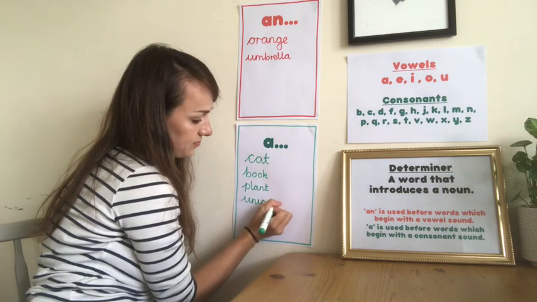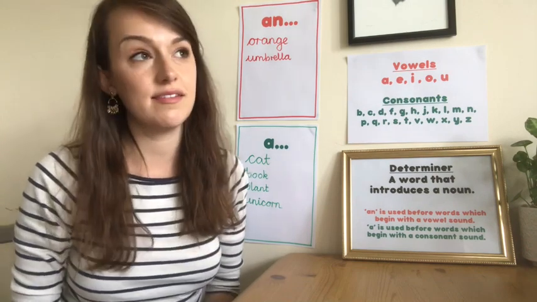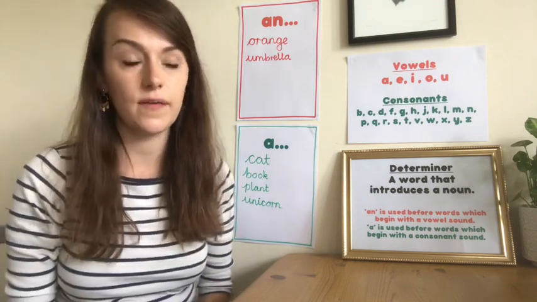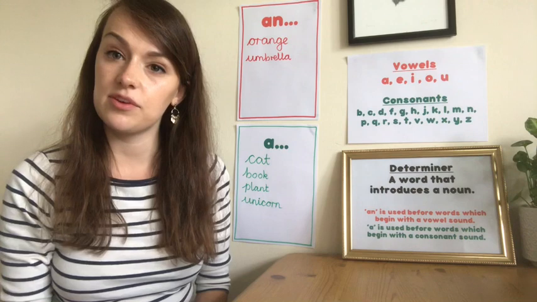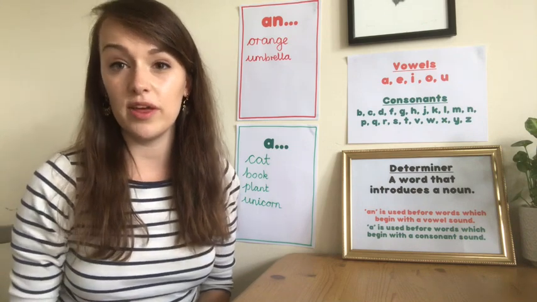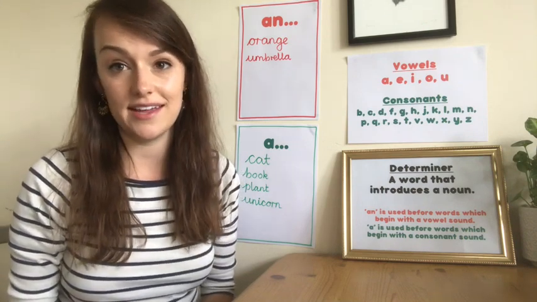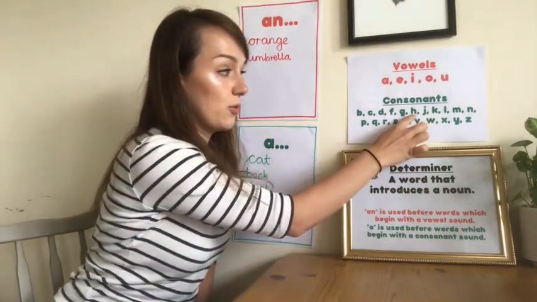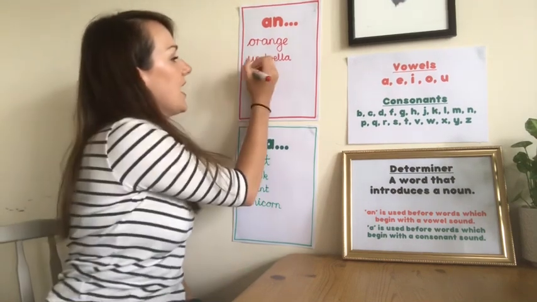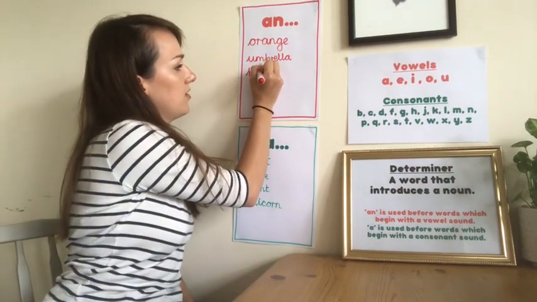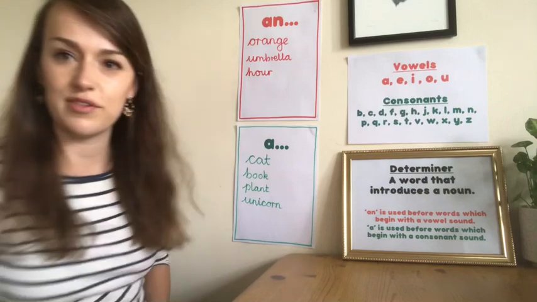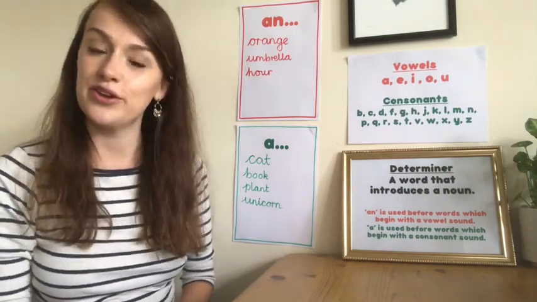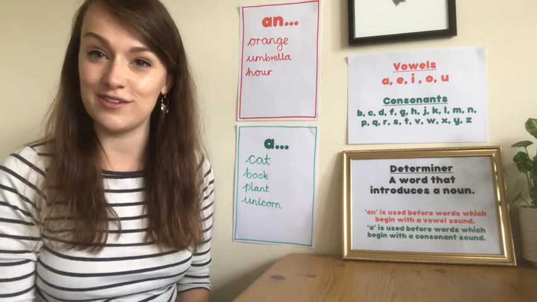Another tricky one is the word hour, as in the time, if we're going somewhere in an hour. Hour is spelt with an H, begins with the letter H, but in the word hour, it is actually a silent H. Okay, so it wouldn't be a hour, even though it is spelt with an H, it would be an hour, because the word begins with a vowel sound. Okay, so now you understand the determiners a and an and when you need to use them.